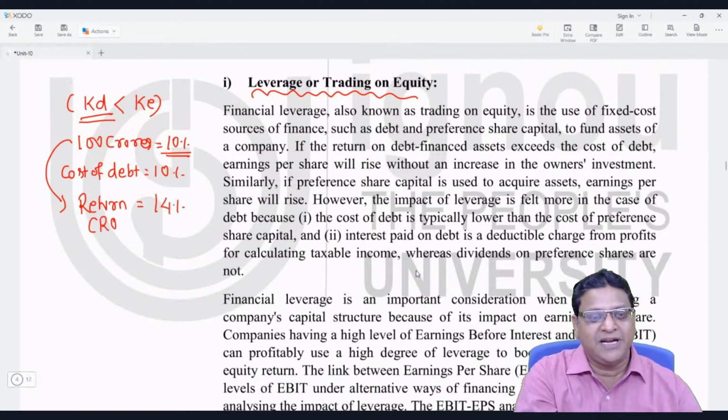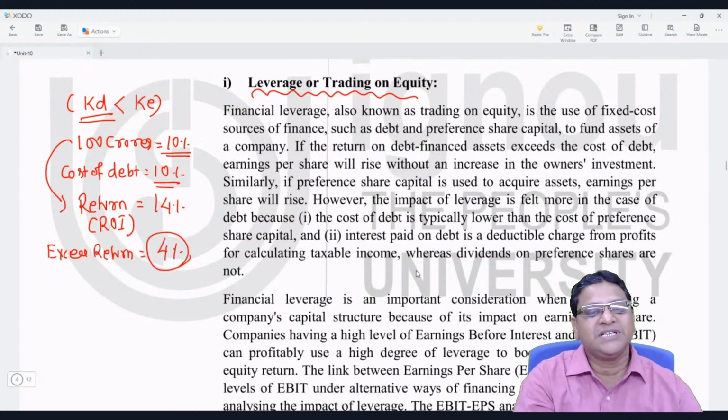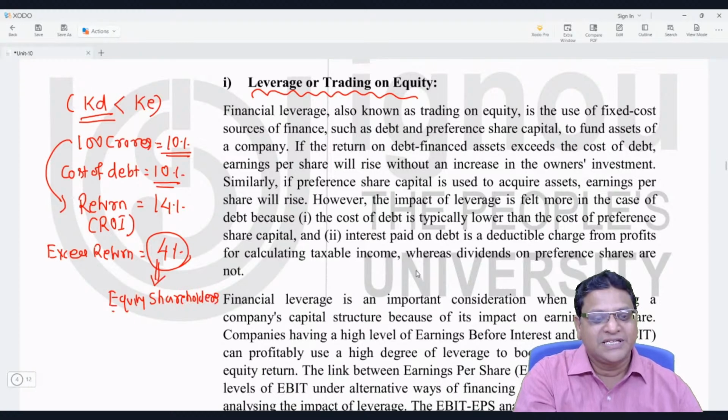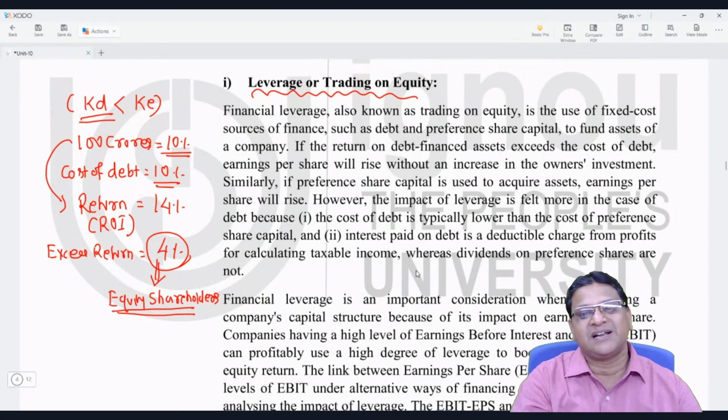So what is the excess return? Your return on investment is 14%, but your cost of capital is 10%. So what is the excess return? Excess return you get is 4%. And this 4% is taken by who? This 4% is taken by the equity shareholders, because debt holders have already taken back their money. And you use low cost debt capital to magnify the return of equity capital. This sort of magnification is known as trading on equity.